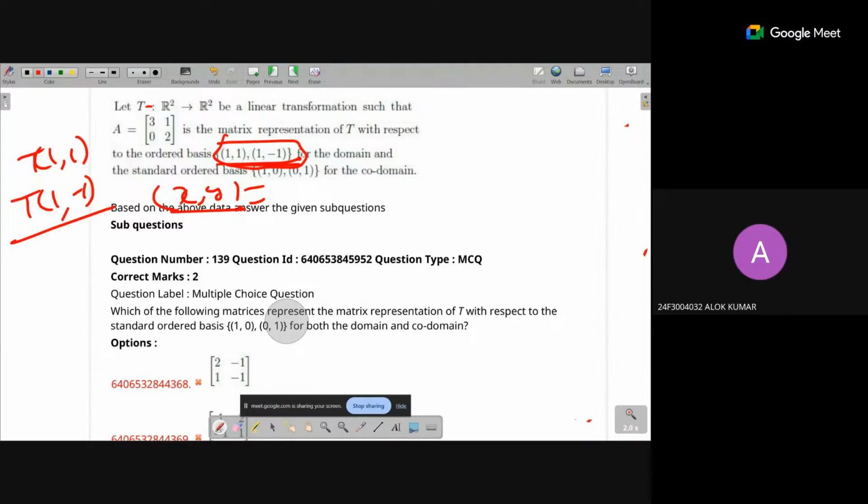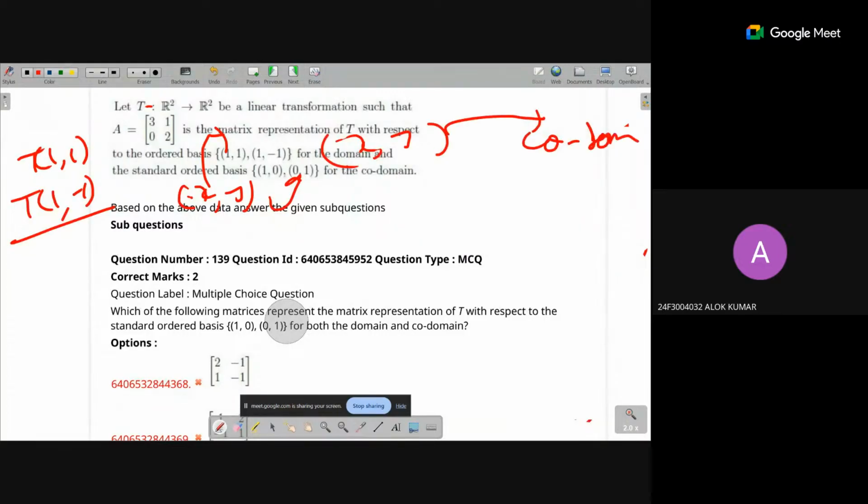Sir, why that basis? Why not the codomain basis? No, we have to take the transformation from domain to codomain. That's why we have to write x comma y in this basis, not that one. We have to transform x comma y from domain to codomain. That's why we have to write x comma y in this basis, 1 comma 1 and 1 comma minus 1.